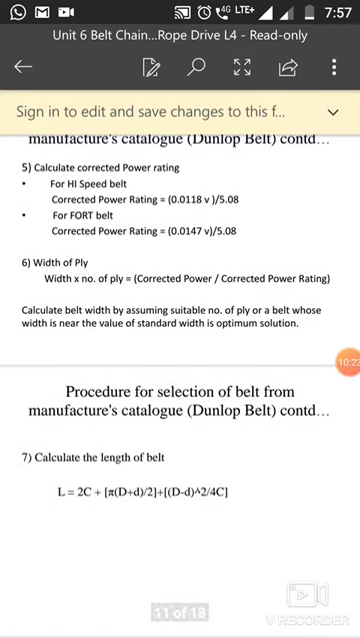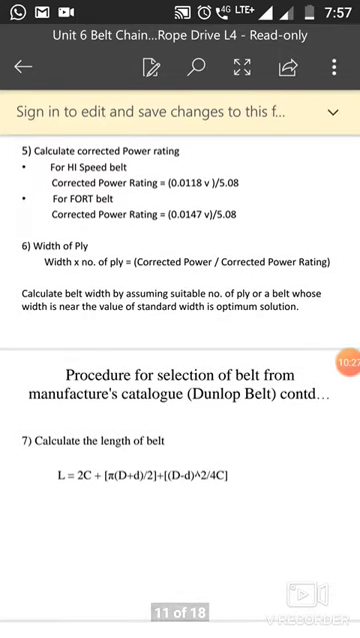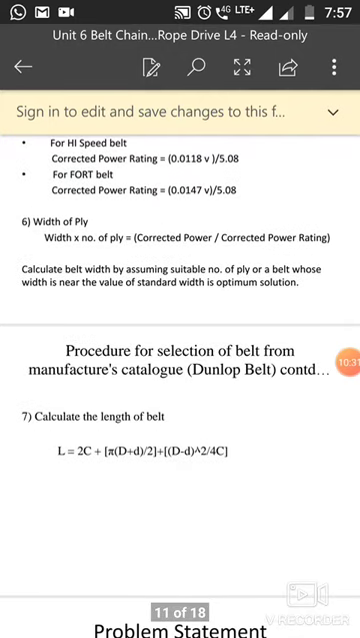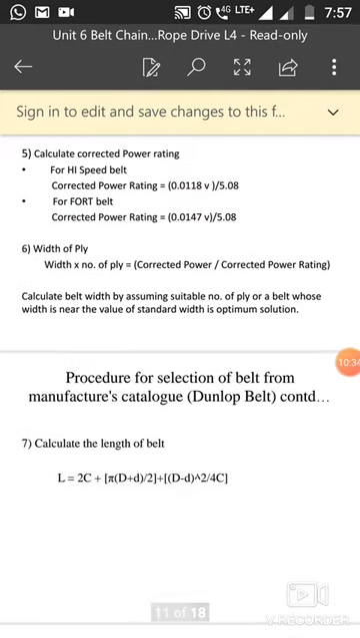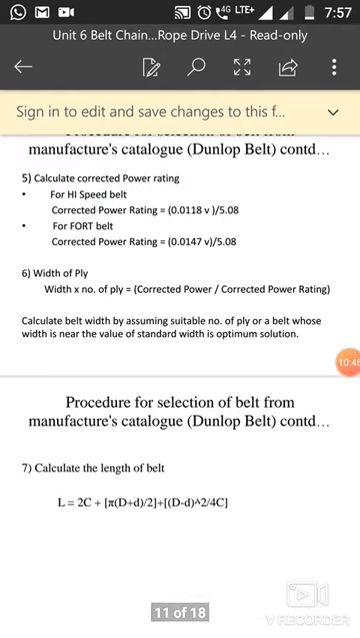And the next step is what? Calculate the length of belt. So the length of belt formula is this one, that is L is equal to 2C plus pi by 2 in bracket D plus d, plus (D minus d) raised to 2 upon 4C. Here C is your center distance, capital D is the diameter of the bigger pulley, small d is the diameter of the smaller pulley. That will calculate the length of belt.